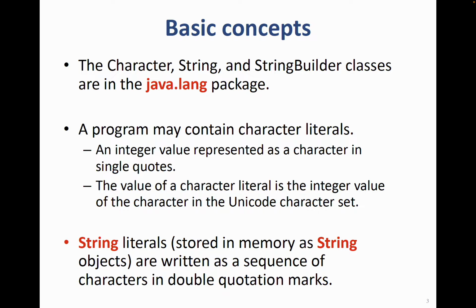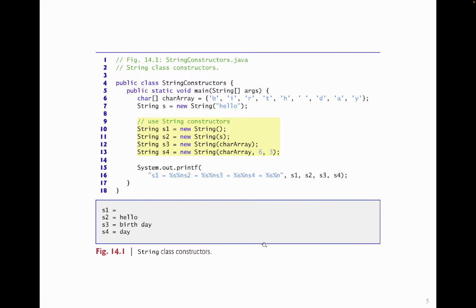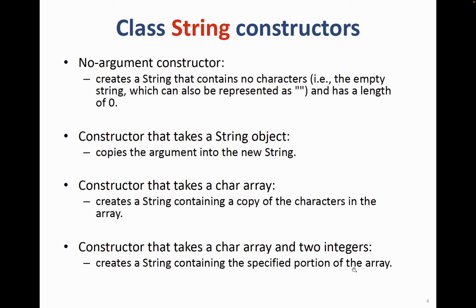So basically a string literal is a sequence of characters, which we put in double quotations. Again, Java comes with a long list of functions to support this class. It has multiple constructors: one with no argument, which means an empty string; one that takes a string object; one that takes a char array; and one that takes a char array and two integers to specify the portion of that array that will become the string. So there are multiple ways to create a string.